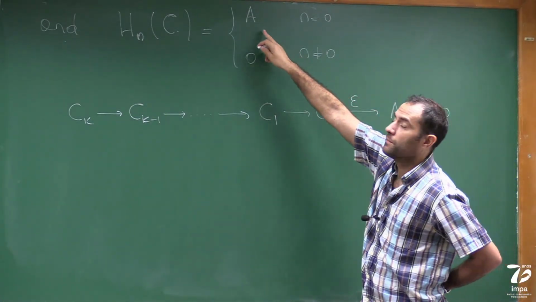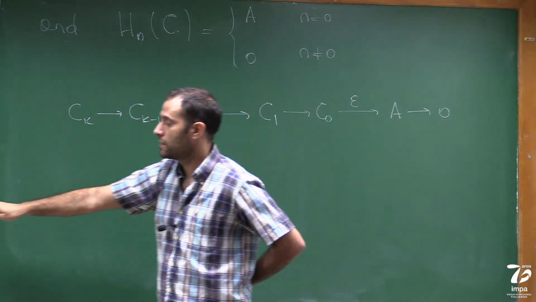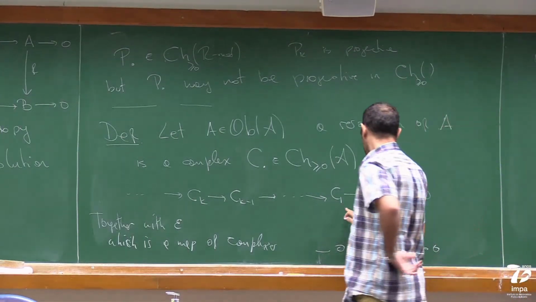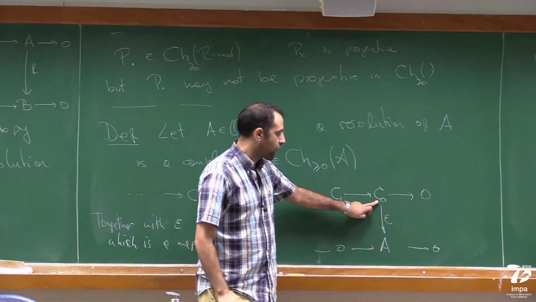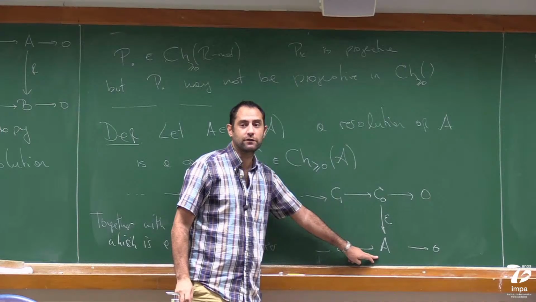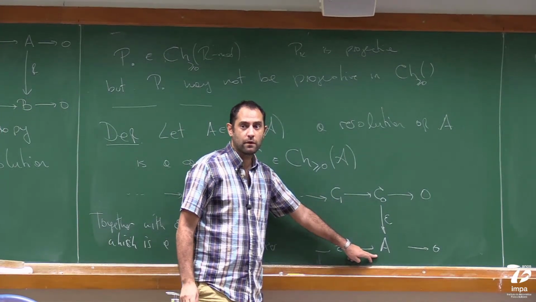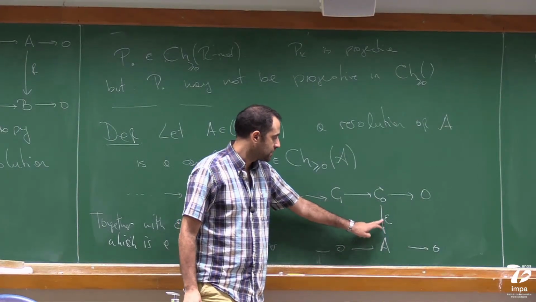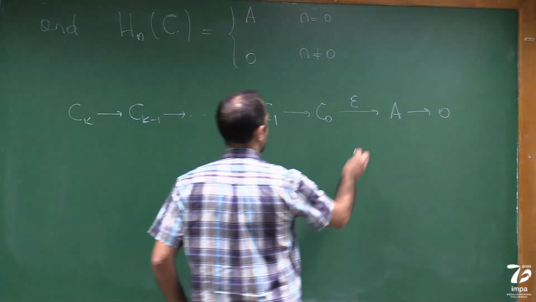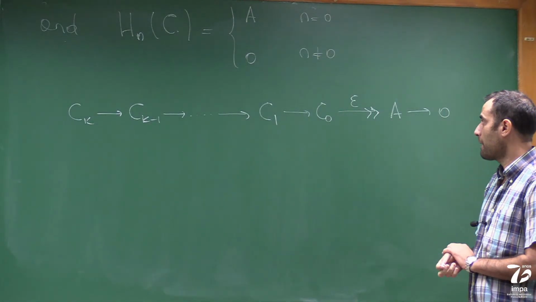Since this homology is A, and the homology by definition is a quotient of C0, then I have a natural map epsilon from C0 to A. This map has to be surjective because I want a quotient of C0 to be isomorphic to A. That means that this epsilon needs to be surjective. So I have this map surjective.